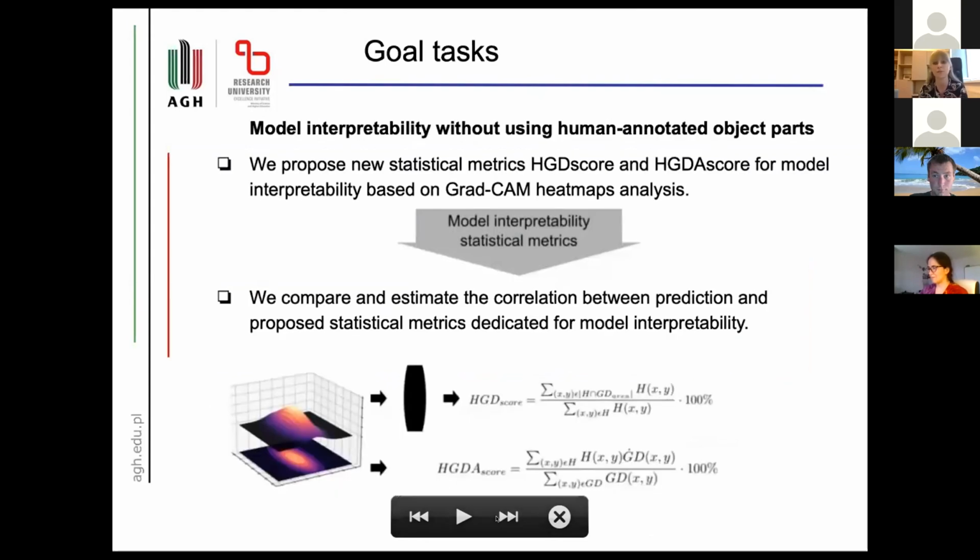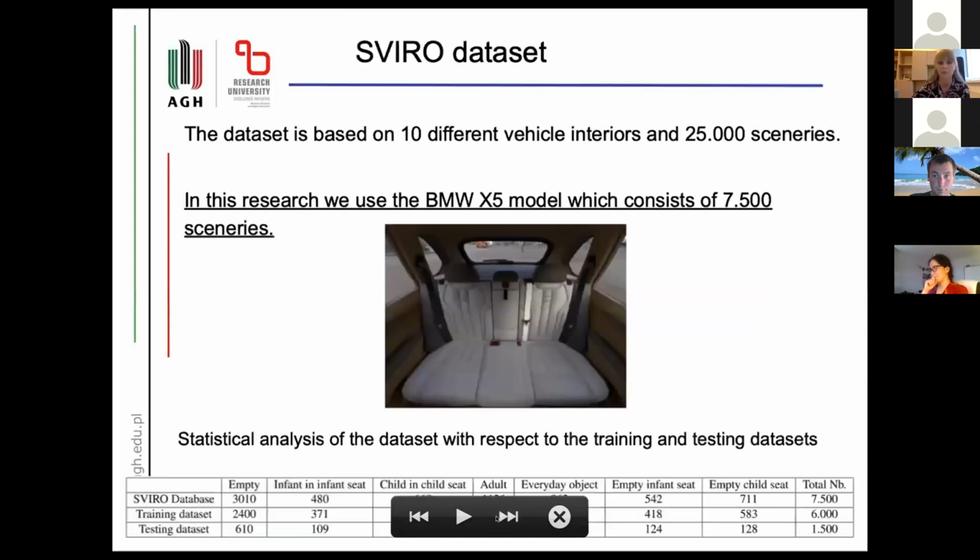Furthermore, we have also addressed another problem: the model interpretability of cases where we don't have the ground truth. We do not have human-annotated objects, which are important for the classification. So in our work, we also propose new statistical metrics, which are based on Gaussian distribution and interpretability of GradCam heat maps. We compare the statistics with the outcomes of the architecture that we propose and show that they can significantly increase the accuracy of the system.